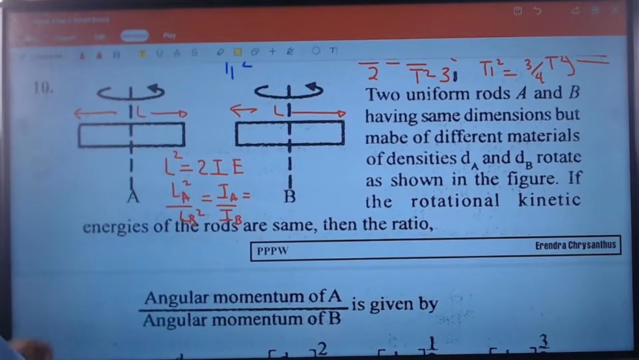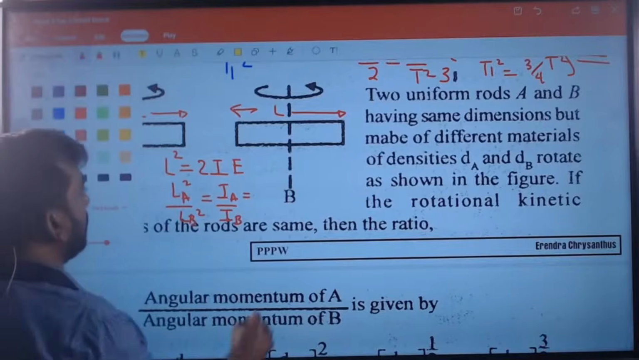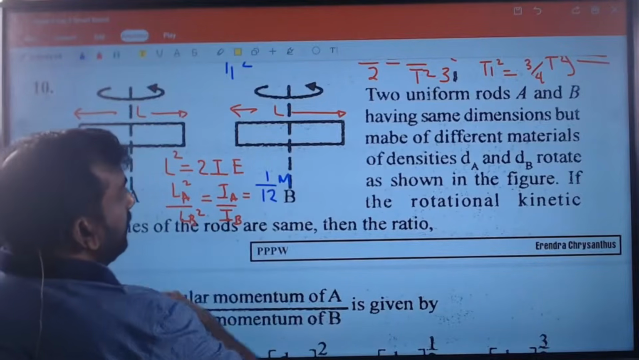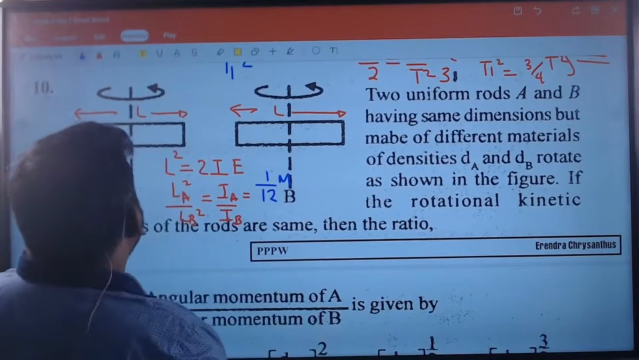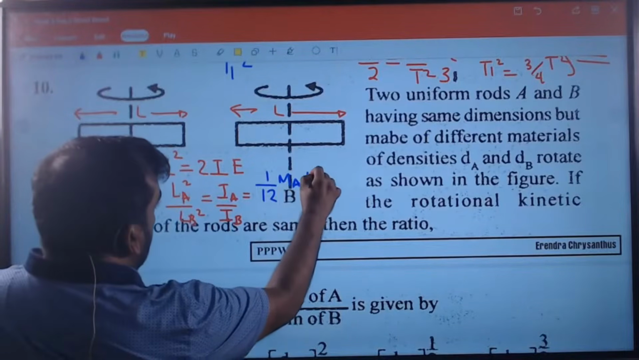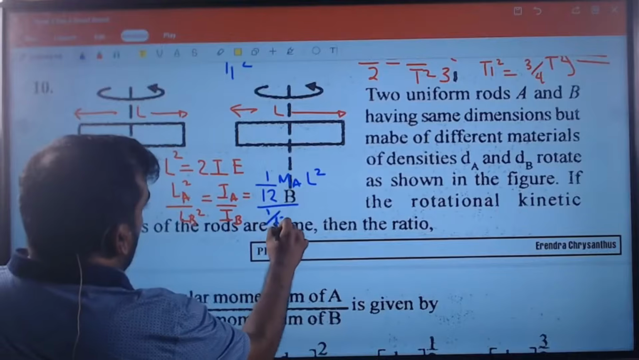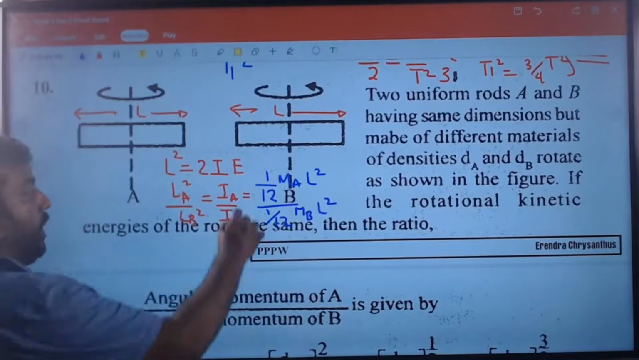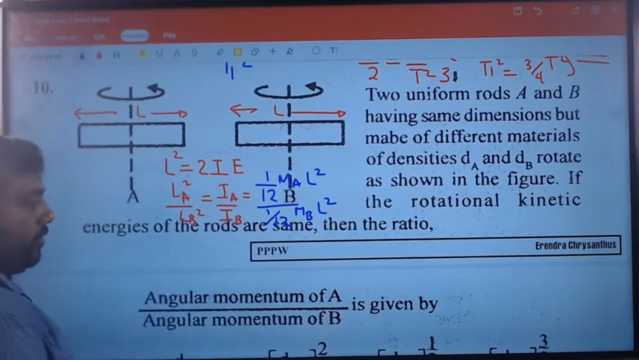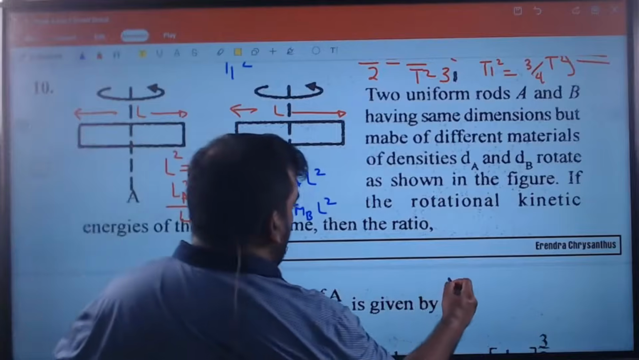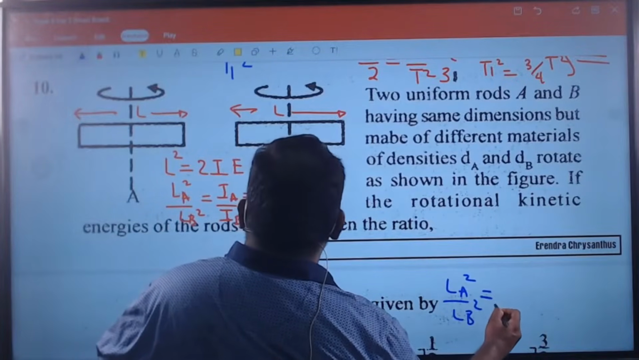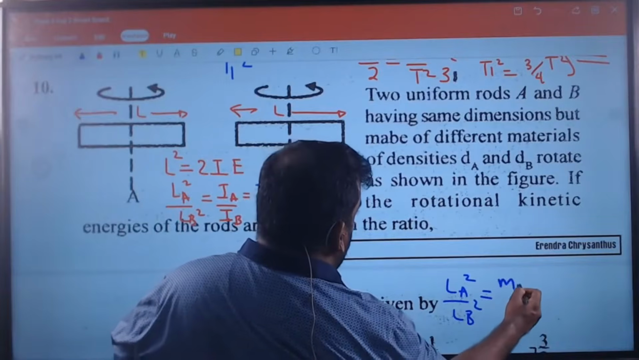What's the moment of inertia of A? Look at the board now. 1 over 12 mass MA L squared. 1 over 12 mass MB L squared. 1 over 12 L squared cancels off, which means we have LA squared over LB squared equal to MA over MB.